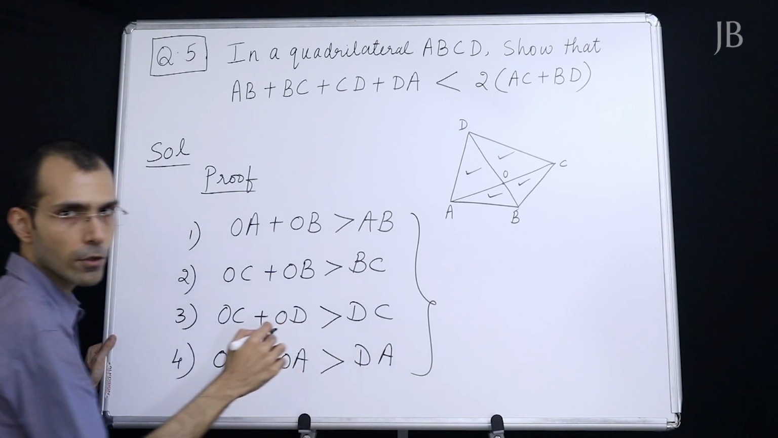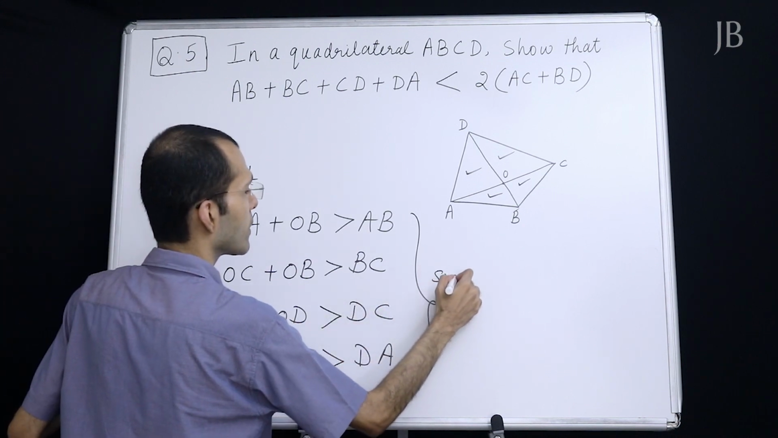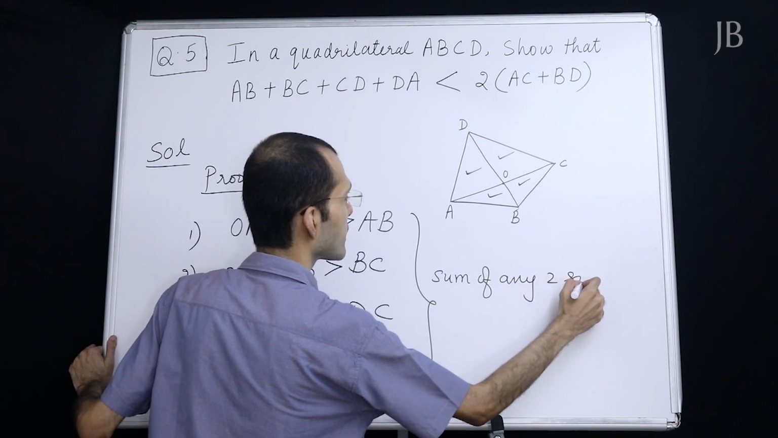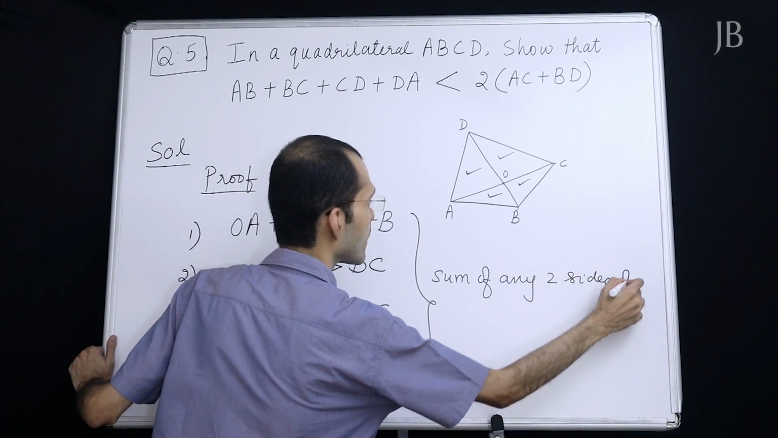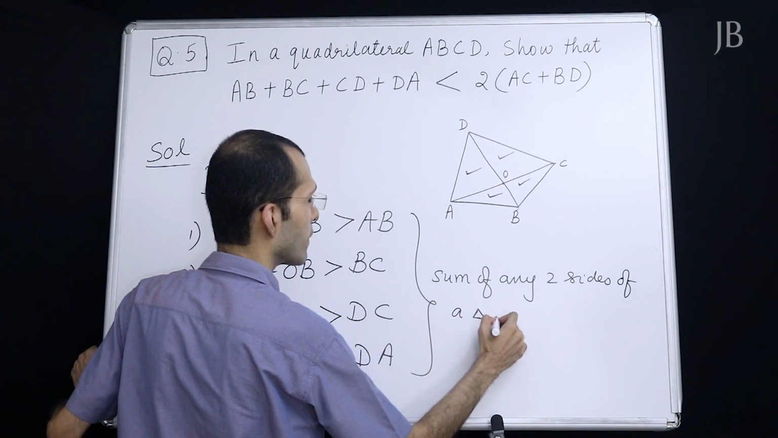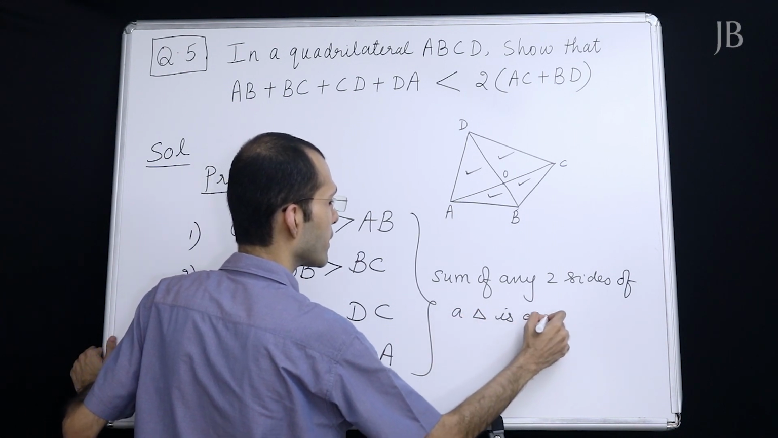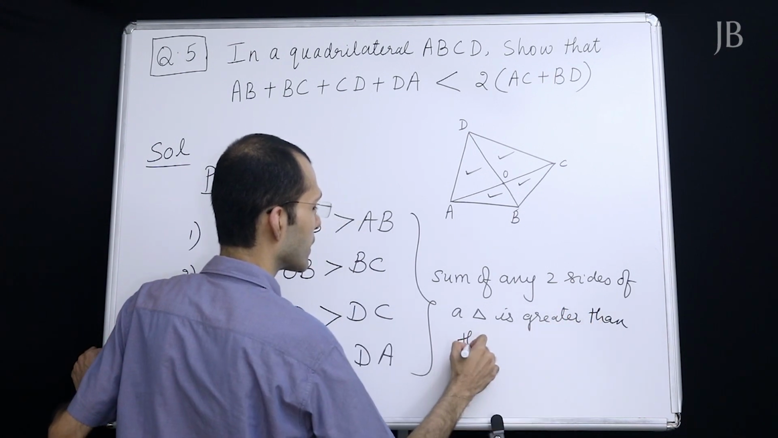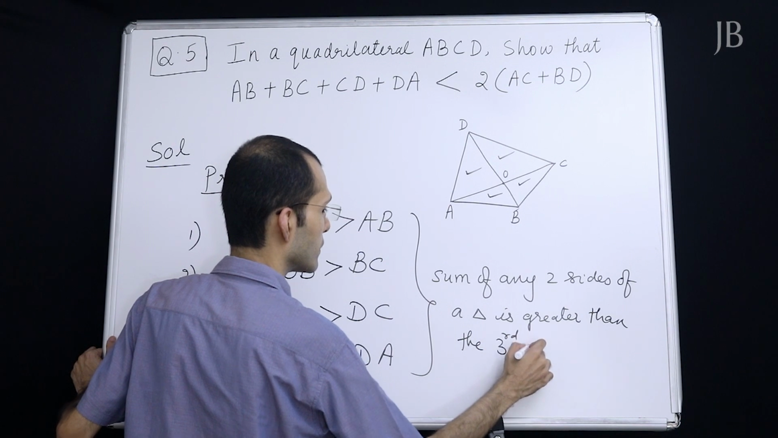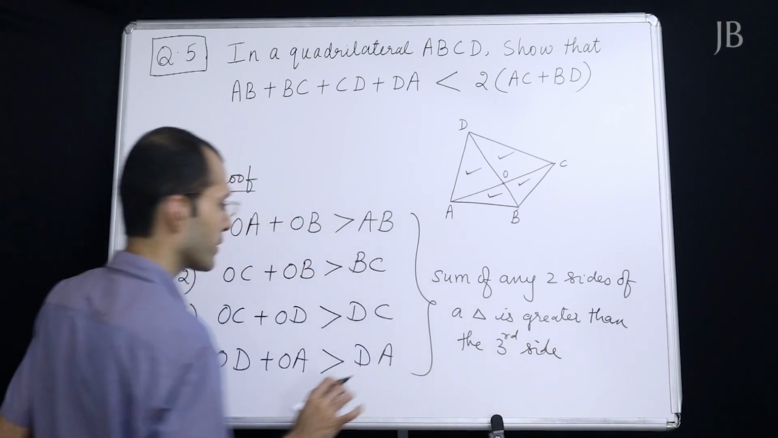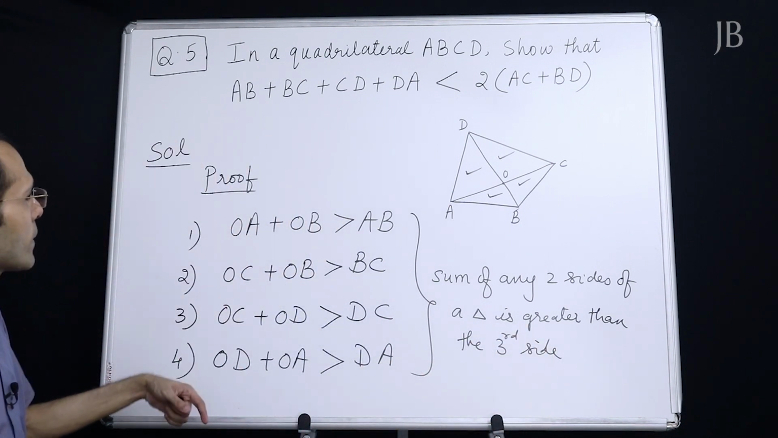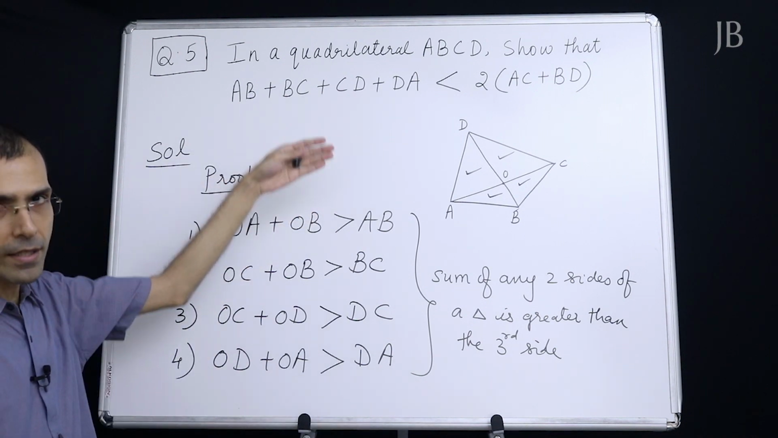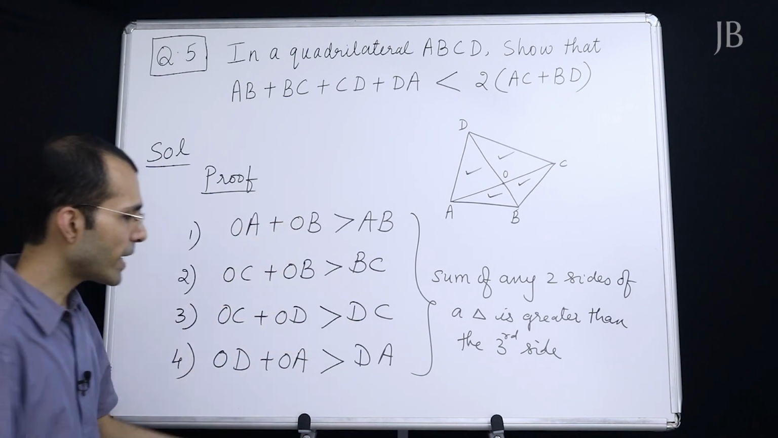The common reason for all this will be what? Sum of any two sides of a triangle is greater than the third side. Okay, this is okay. Direct application. Now what they want? AB plus BC plus CD plus DA. Since they want the addition, we will simply add all of them.